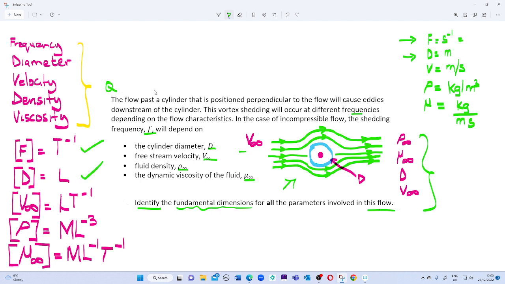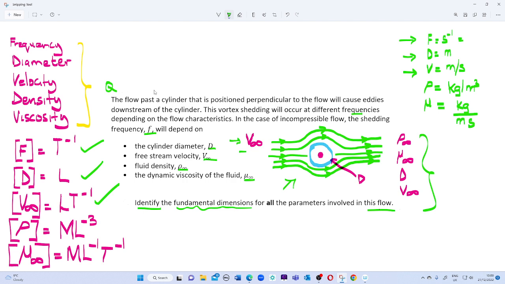The fundamental dimension of the free stream velocity here is in meters per second. So in fundamental dimensions, it gives us L T to the power negative 1.